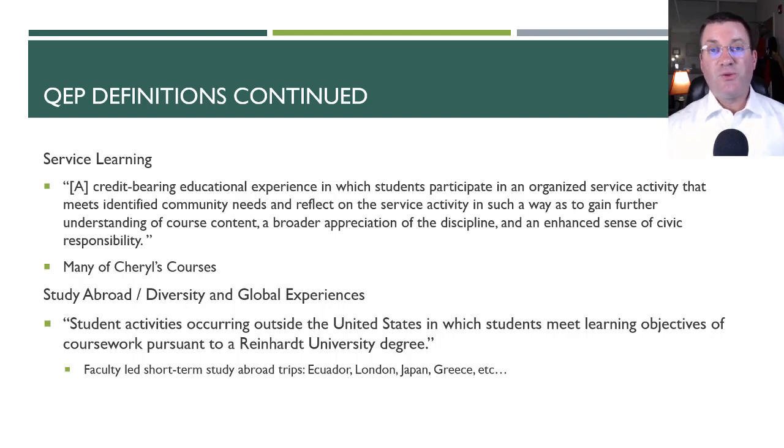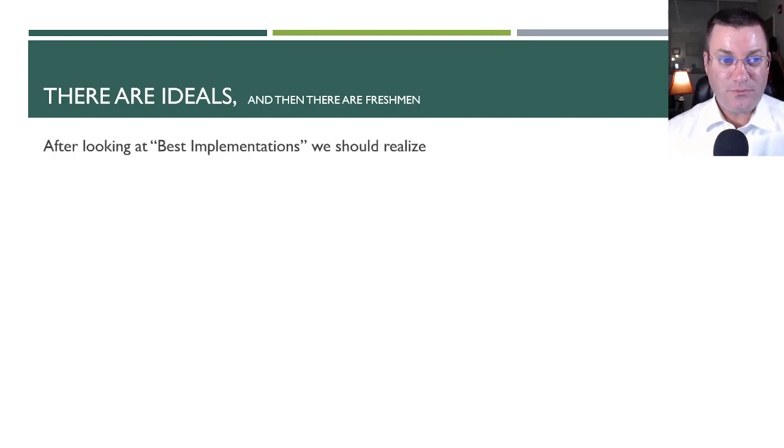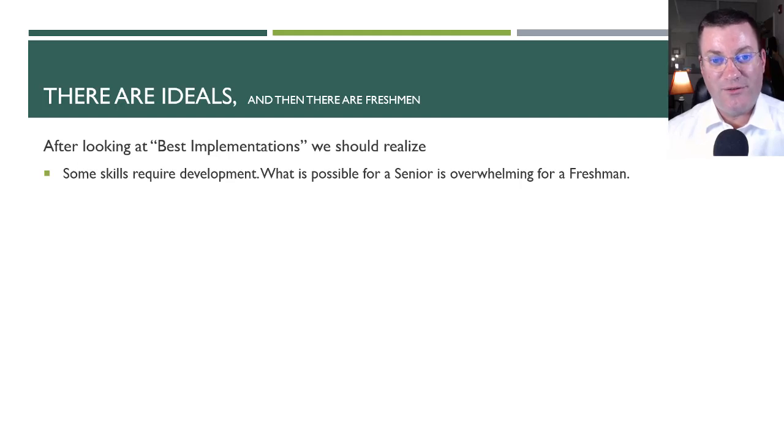Okay, so these are the ideals. But we need to be able to help develop our students to meet these ideal high-impact practices. So we can look at best implementations. We need to know that some skills require development. What's possible for a senior is overwhelming for a freshman. Okay, so the same kind of research they can do as a senior, you try to get them to do that as a freshman, it might just short-circuit them and make them quit.